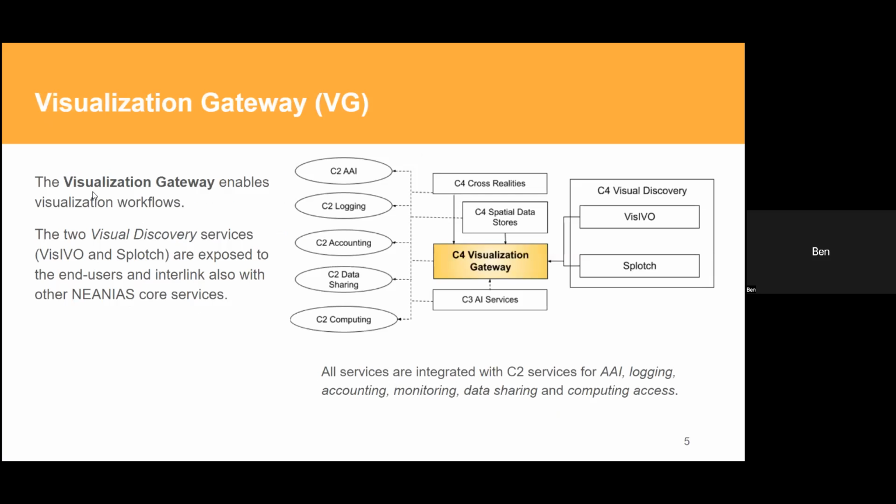The Visualization Gateway implements some workflows. It uses all of the other NEANIAS provided and third-party provided services. For example, Visivo and Splotch are technically third-party. It also implements the NEANIAS core services like AAI, logging, and accounting. It also does some other things with the AI services, which I haven't been too involved with during my time. But I will go through the logging and accounting integration, as well as some monitoring services, AAI, and also the visual discovery components of the Visualization Gateway.